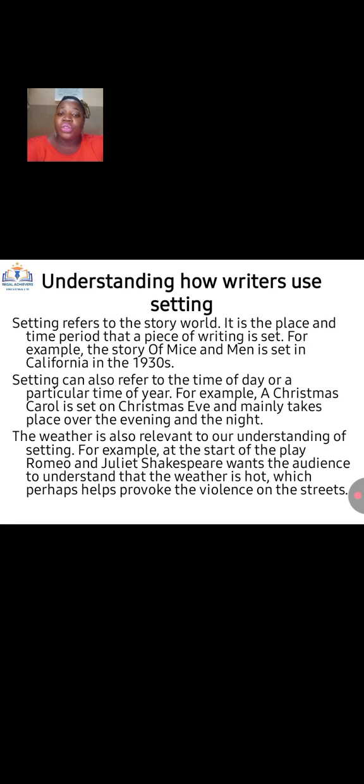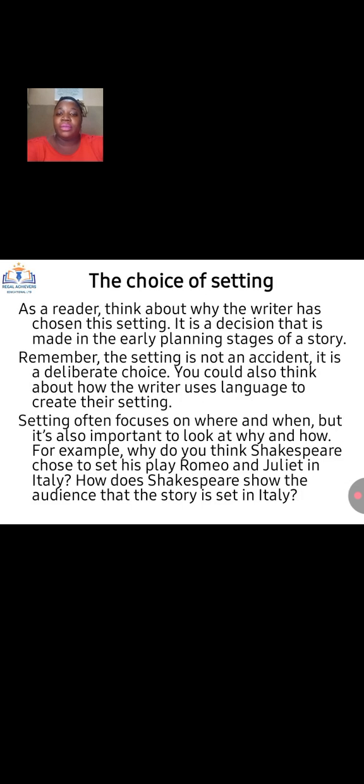The weather is also relevant to our understanding of setting. For example, at the start of the play Romeo and Juliet by Shakespeare, Shakespeare wants the audience to understand that the weather is hot, which perhaps helps provoke the violence on the streets.